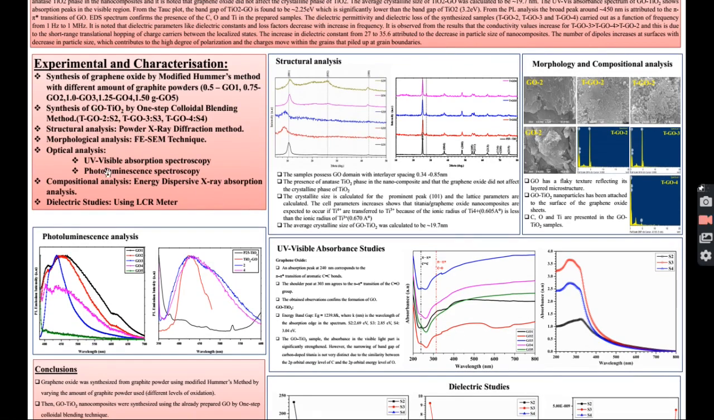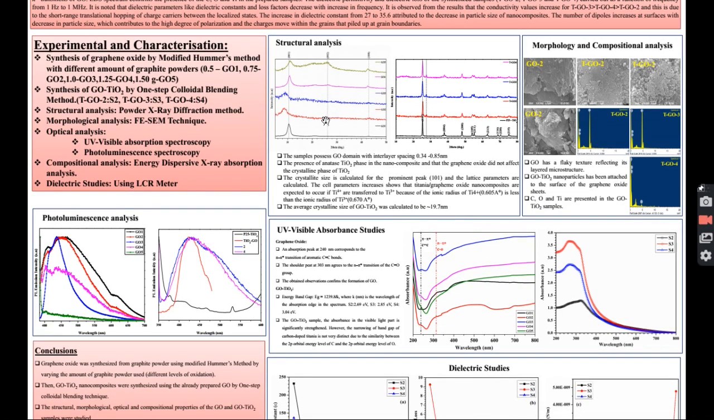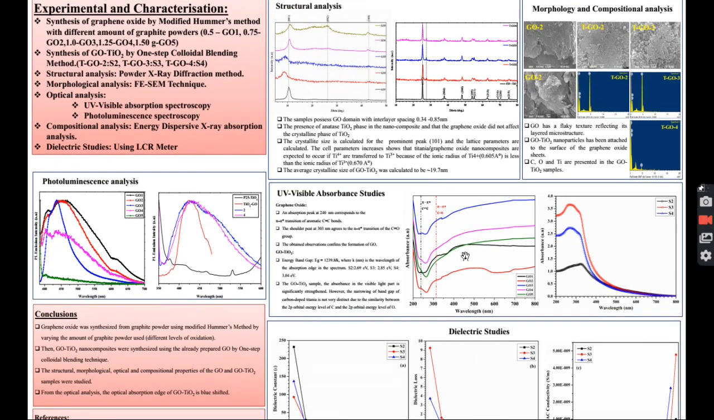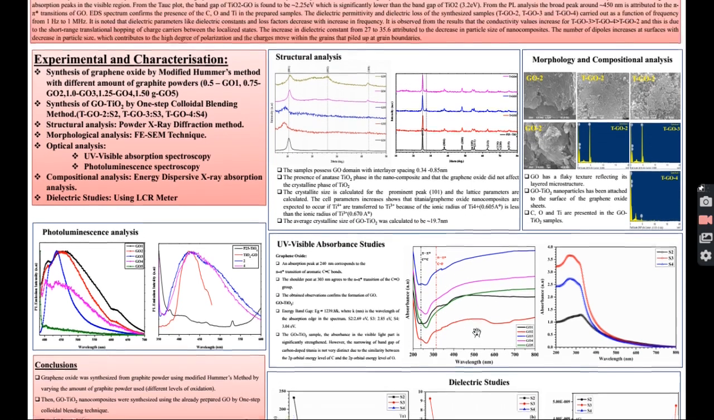The prepared samples are then analyzed for structural, optical, morphological, compositional and dielectric properties. From structural analysis, I have concluded that all the prepared samples are GO. When GO is mixed with TiO2, the GO peaks disappear, which is due to intercalation of TiO2 nanoparticles. Also, I have calculated the crystallite size to be around 19.7 nanometers.